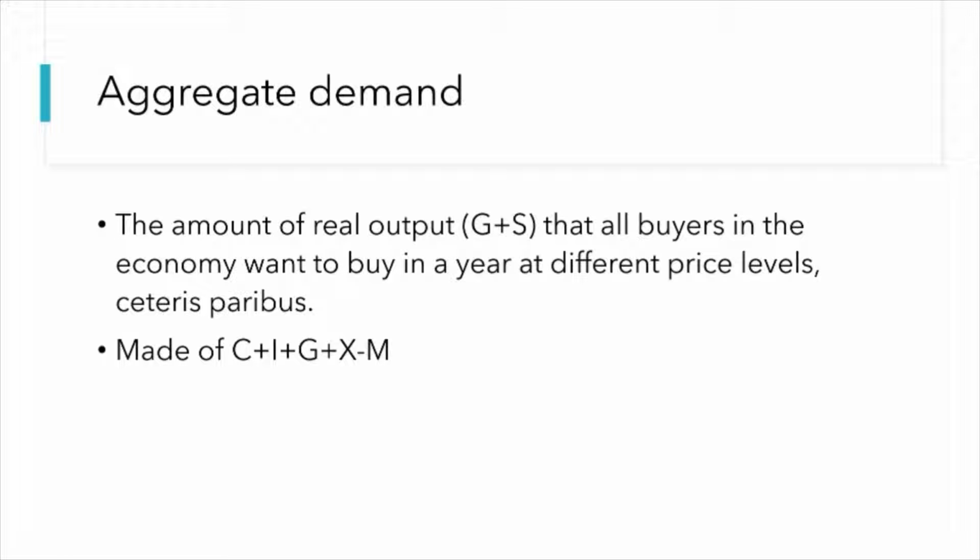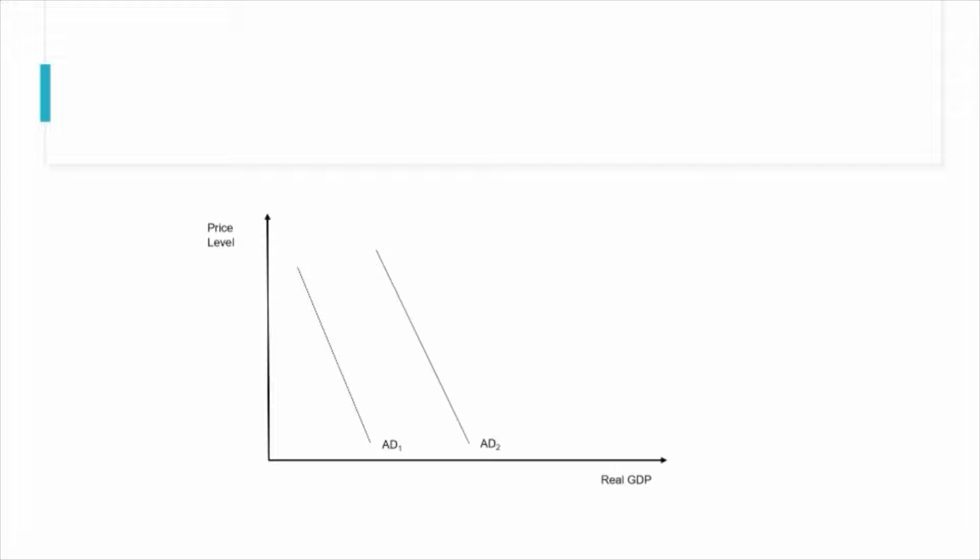There's an emphasis on all buyers here, in contrast to micro, which involves a single market. Remember that the components of aggregate demand are the same as for real GDP, C plus I plus G plus X minus M, or consumption, investment, government spending, and net exports. So here's a diagram which shows two aggregate demand curves, which look exactly like micro demand curves. Notice that on the y-axis you have price level instead of just price.